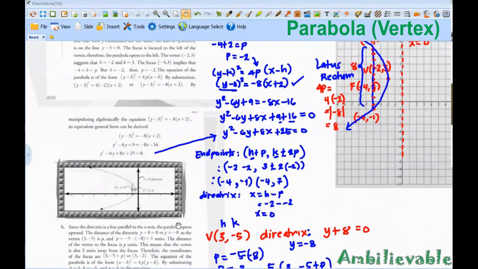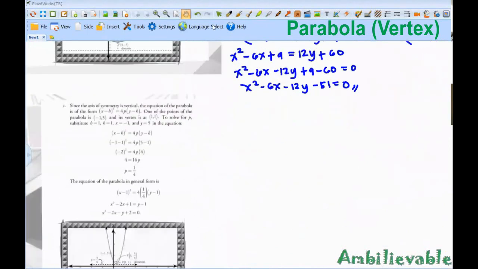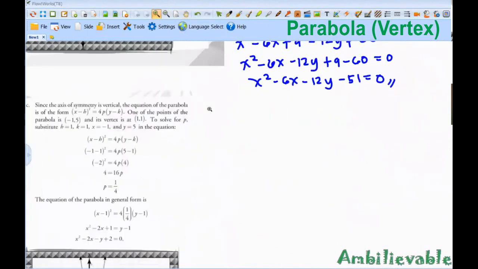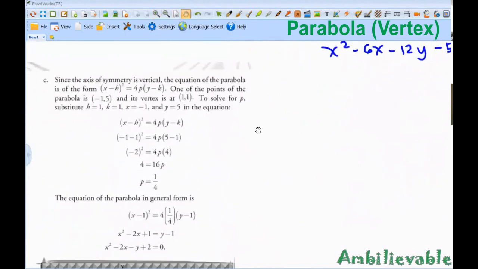Okay, now letter C, the last example we will do. The parabola passes through the point (-1, 5) and the vertex is at (1, 1). Okay, vertex is at (1, 1). Let us see. One of the points of the parabola passes through here, (-1, 5), and it has a vertex of (1, 1). All right. So the vertex is at (1, 1). It's here, right? This is the vertex.